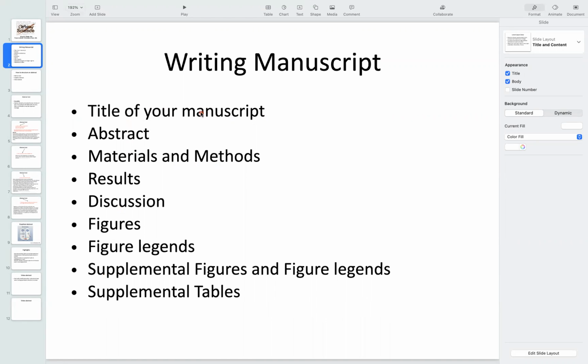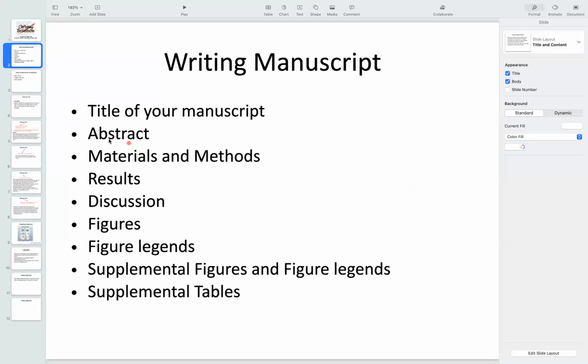First, you have to give a title for your manuscript. Then you come to the abstract. Then materials and methods, results, then discussions, then figures and main figure legends. Then you have supplemental figures, supplemental figure legends, and supplemental tables. I will go through each of these sections one by one.